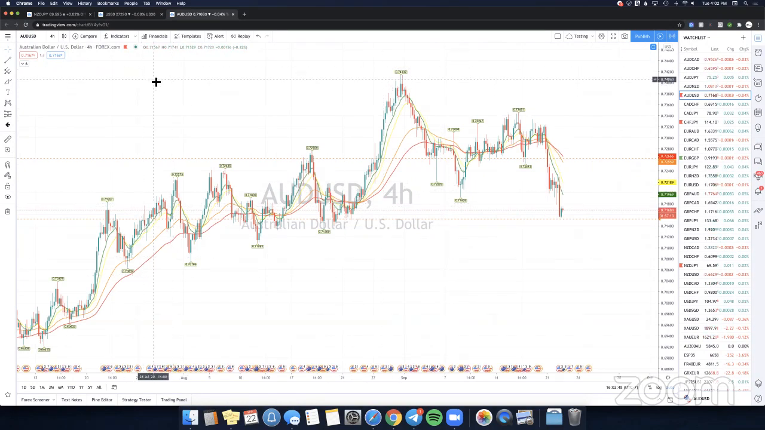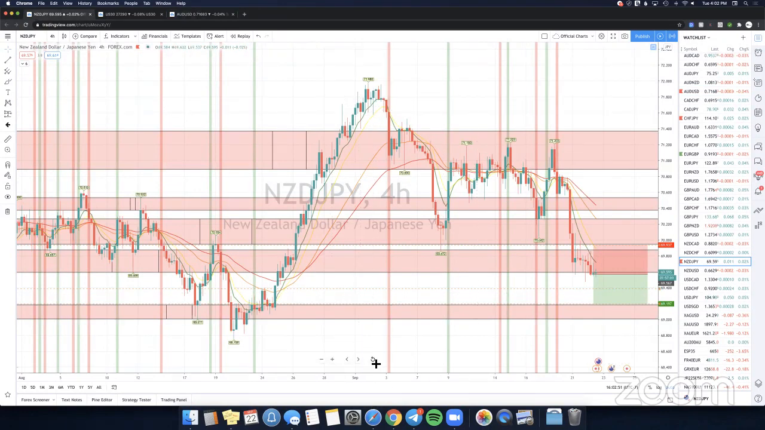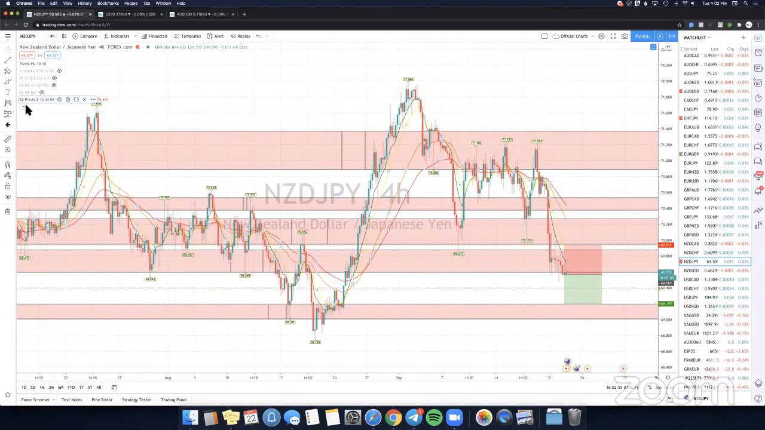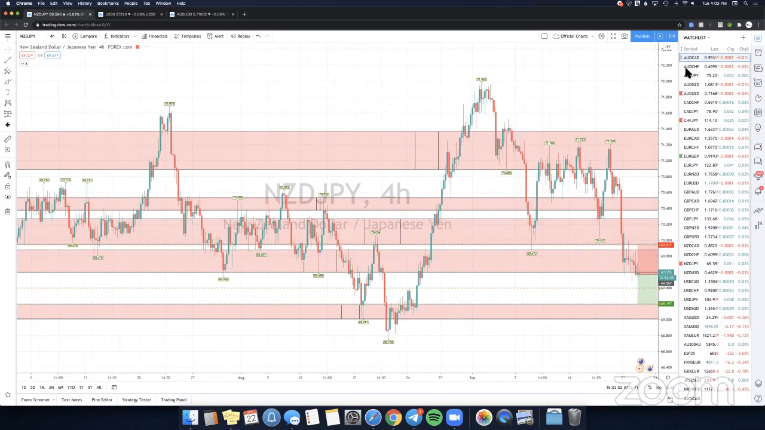But let's start off with looking at pretty much every pair. I'm just going to analyze them real quick just to see if there's any entries after us coming back from the swap spread. So let's see. Let's go down the list.